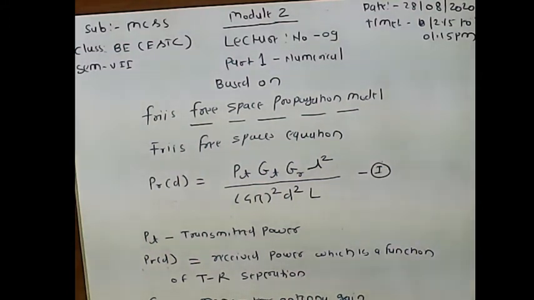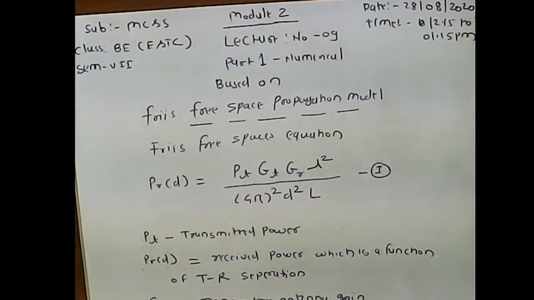Today I am going to explain the numerical based on Friis free space propagation model. The free space propagation model is used to predict the received signal strength when the transmitter and receiver have a clear, unobstructed line of sight path between them.